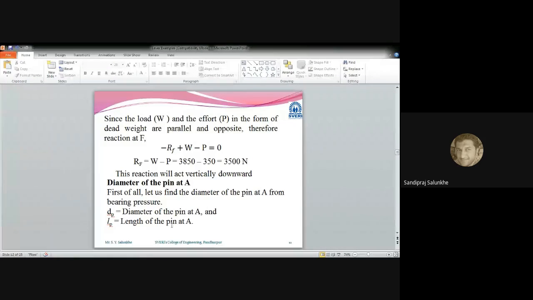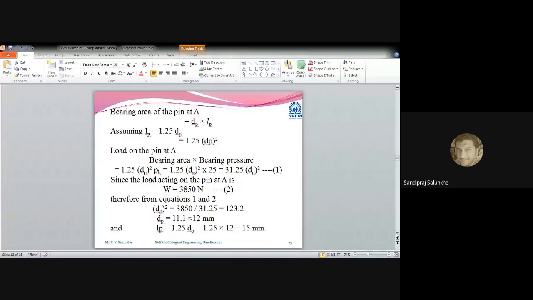Designing means we are going to find the dimensions only. So let us consider that d suffix p is the diameter of the pin which is at point A, and L suffix p is the length of the pin at point A. Okay. Now which criteria we have to mention first?